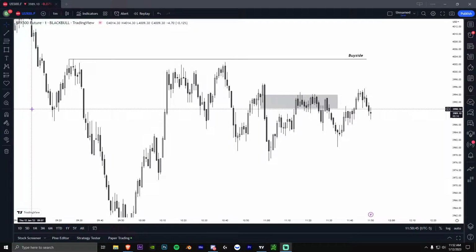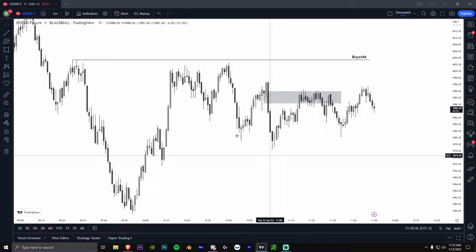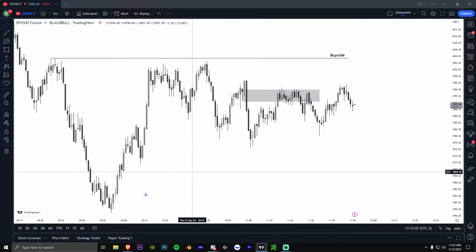Okay, so this has been a topic on Twitter that I've been kind of looking at, but really haven't done much with. ICT says that candle counting has no bearing on his concepts, but it's definitely something to maybe watch a little bit. And this is in hindsight.